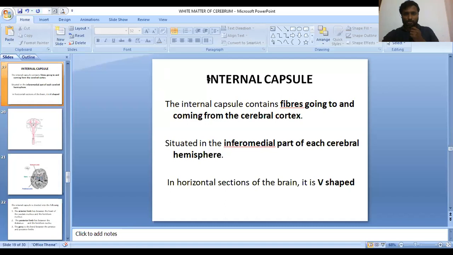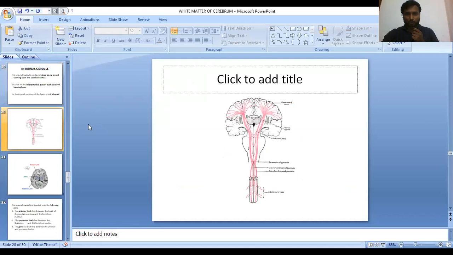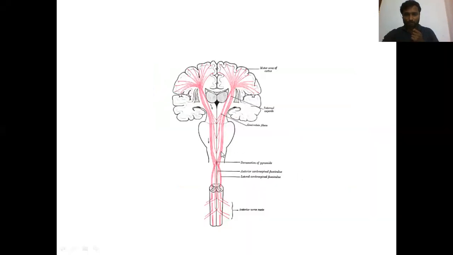So now we are going to discuss internal capsule. What is meant by internal capsule? Internal capsule is made up of projection fibers. I told you what is meant by projection fibers. Projection fibers connect the cerebral cortex to other parts of the central nervous system, like the midbrain, pons, medulla, and spinal cord. So these types of fibers are known as projection fibers.